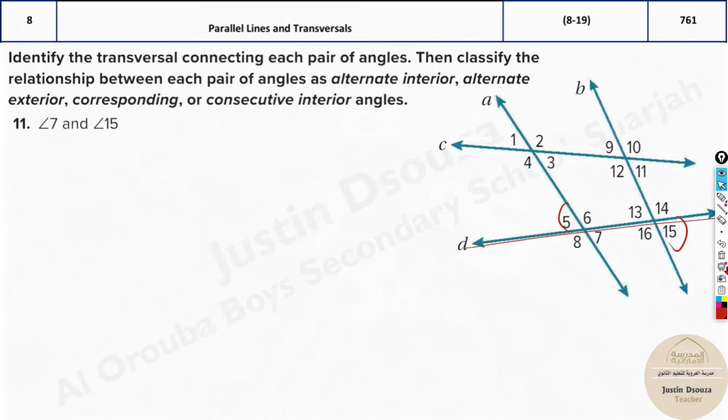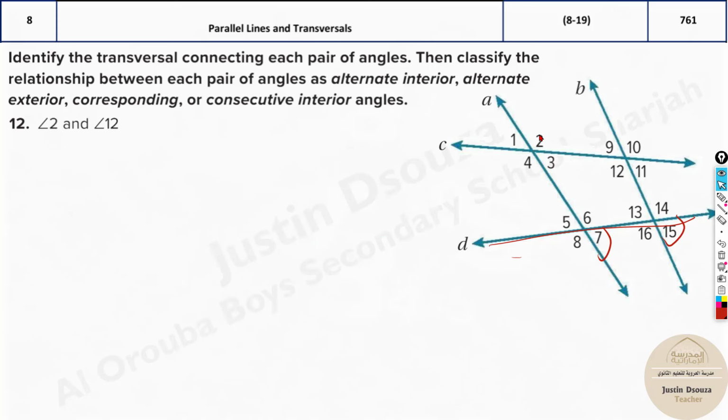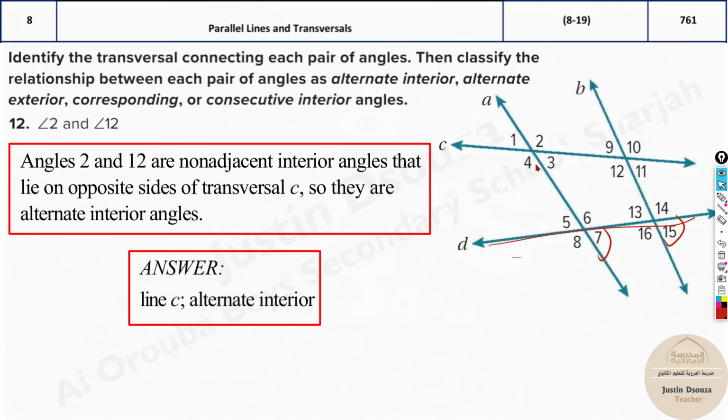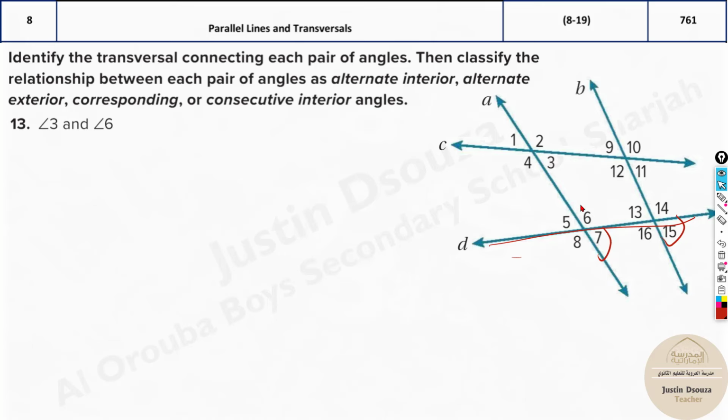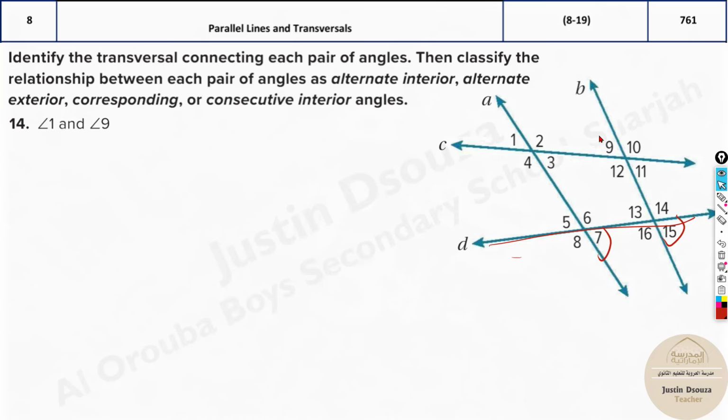Simple. What about 7 and 15? Let's look at 7. 15 is over here, 7 is over here. They're corresponding, down right, down right. Transversal is D. D is the line cutting both A and B. So D and corresponding. And over here we have 2 and 12. 2 and 12 are alternate interior, and the transversal is C. So that's the answer. 3 and 6: they are consecutive interior because they're continuous. Which is the transversal? Line A is cutting them both. What about 1 and 9? 1 is over here, 9 is over here. They're corresponding, and the line which cuts is C. Corresponding, and the transversal is C.